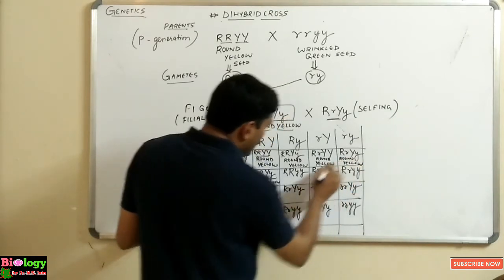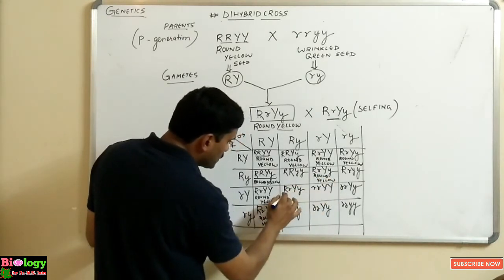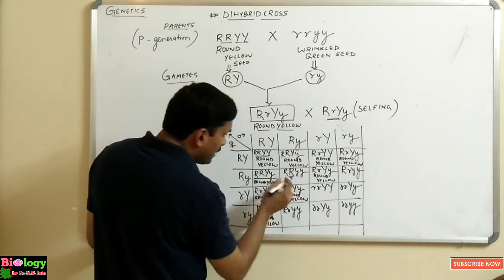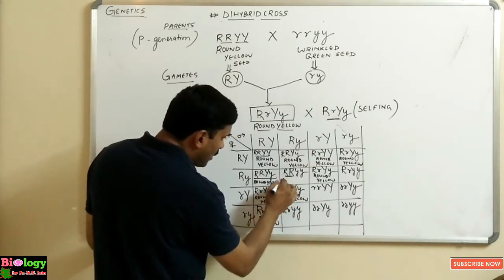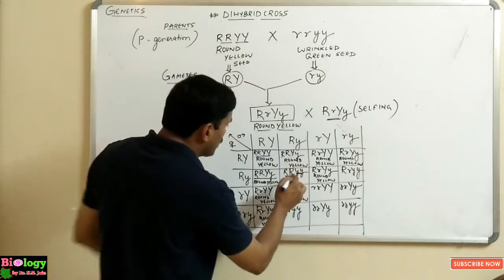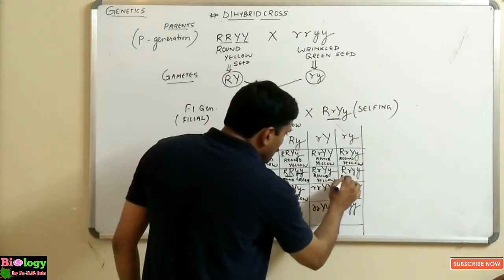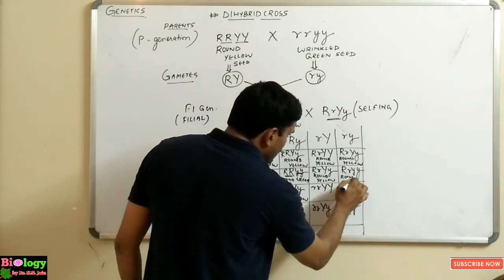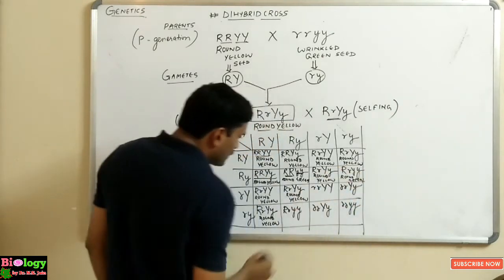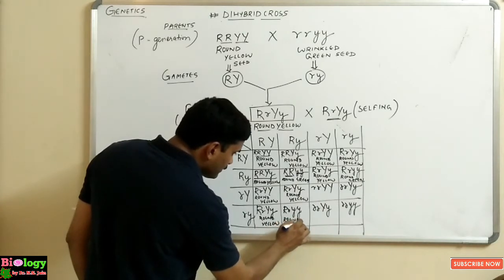Now see this one, round and yellow. Again round, yellow. You can view this one also, round and yellow. But in this one, this is round and this is what? Green, because we have taken small y for green seed. This is also round and green. This one, round and green.